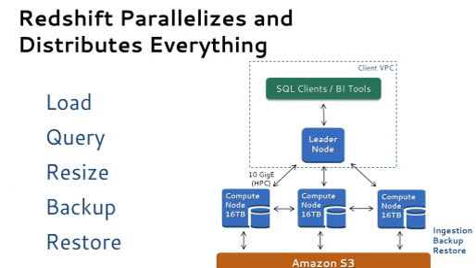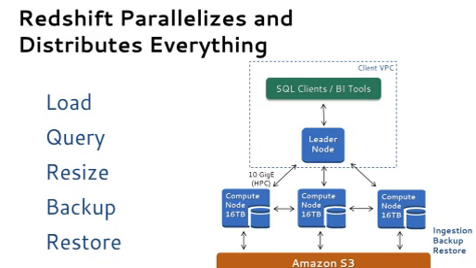This diagram shows the underlying architecture of Redshift. The important thing here is that it's massively parallel. Everything is distributed. Everything occurs in parallel. All operations are distributed and parallelized for maximum performance.